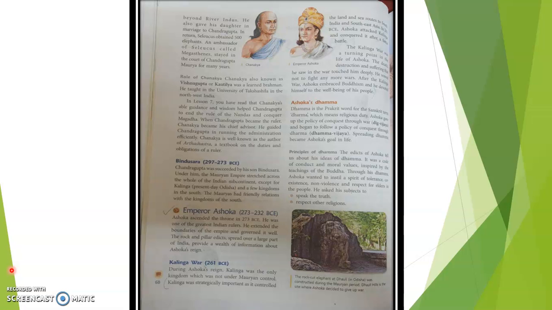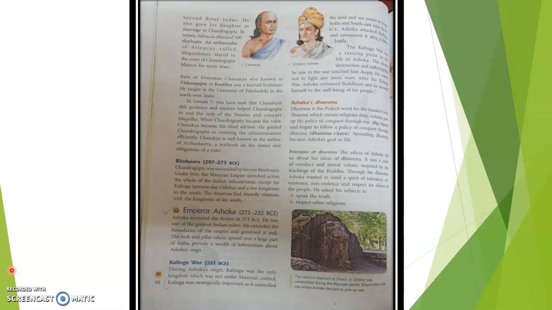Ashoka's Dhamma. Dhamma is a Prakrit word which means religious duty. Now Ashoka decided that he will not fight and live a simple life. Ashoka's goal in life was spreading Dhamma. Principle of Dhamma. There were many things which are written about how Ashoka followed Dhamma.